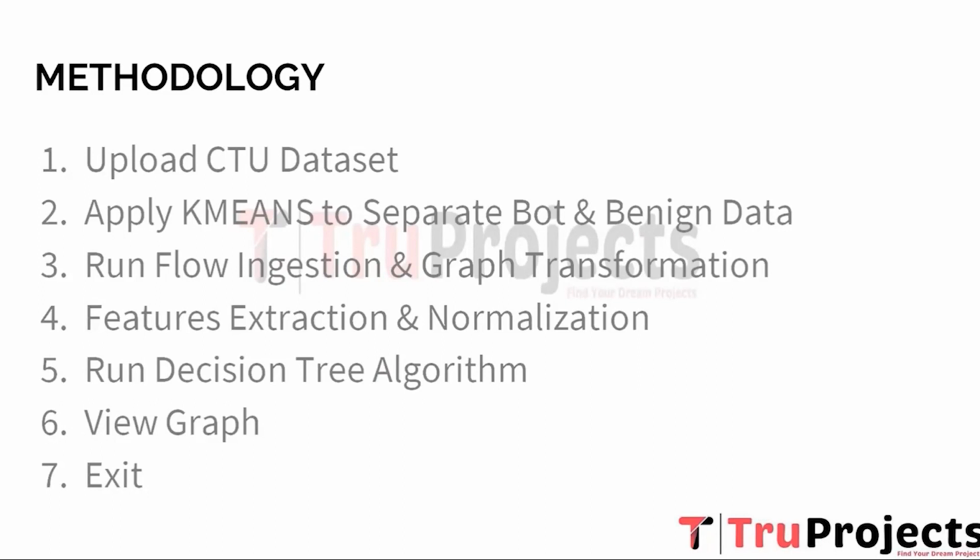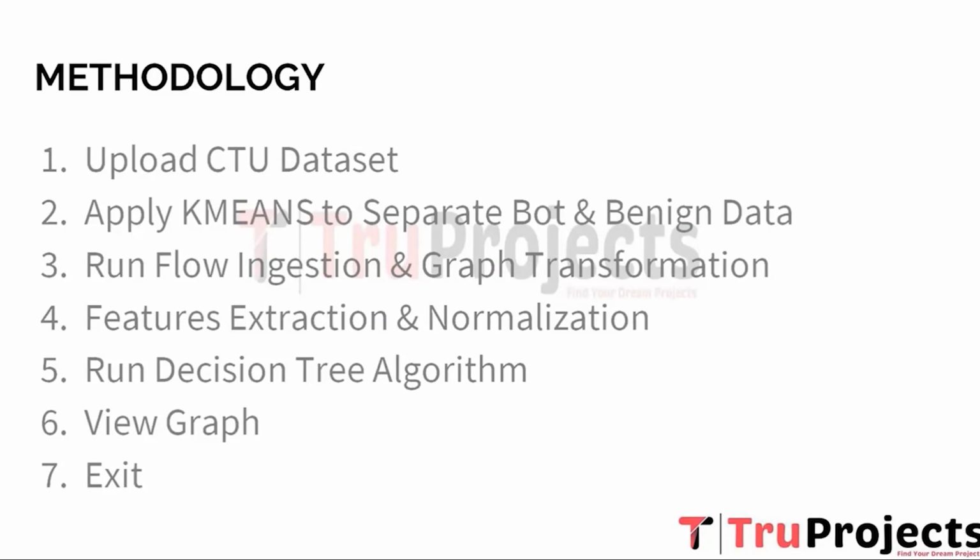Fourth, feature extraction and normalization. Once the graph representation is constructed, the system performs feature extraction and normalization. Feature extraction involves identifying relevant attributes or characteristics of nodes and edges in the graph that are indicative of bot or benign behavior. These features could include factors such as the frequency of interactions, the number of connections, or the type of network protocols used.